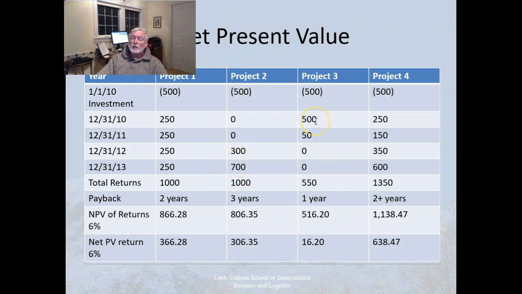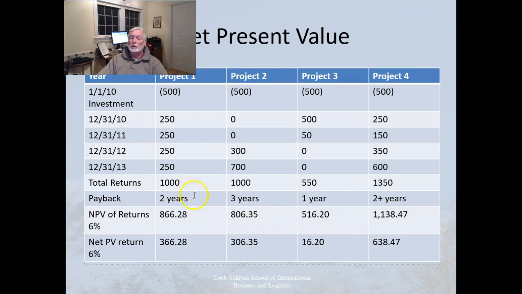Project 3, we got $500 year 1, so that's not discounted very much. And then we got $50 year 2, discounted a little more. But total net present value of all the returns over 4 years is $516. And then project 4, we got $1,350, but some of it came in pretty late, $600 in the 4th year. So my net present value discounted cash flow there is $1138.47.